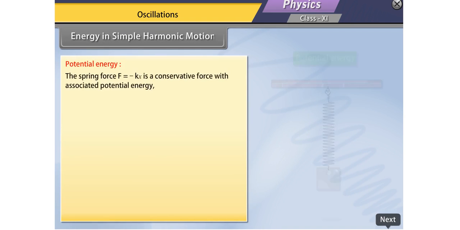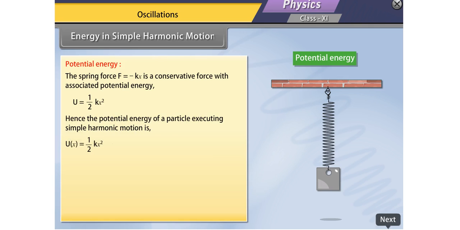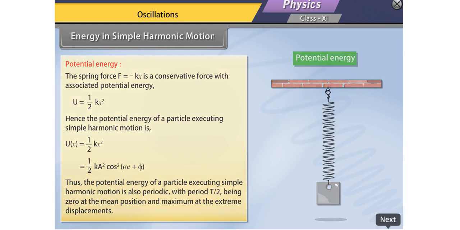Potential energy. The spring force F is equal to minus kx is a conservative force with associated potential energy U is equal to half k x square. Hence, the potential energy of a particle executing simple harmonic motion is U(x) is equal to half k x square, which is equal to half k A square cos square (omega t plus phi). Thus, the potential energy of a particle executing simple harmonic motion is also periodic, with period T by 2, being 0 at the mean position and maximum at the extreme displacements.